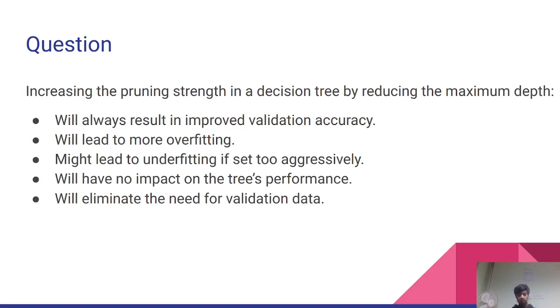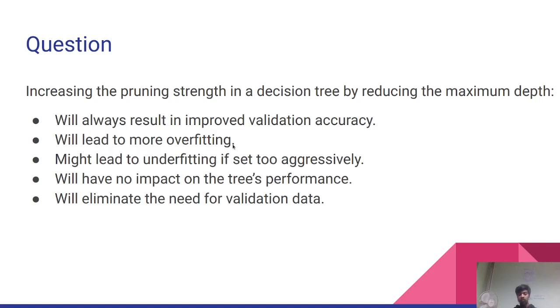Then let's go to option B. It will lead to more overfitting. So this is clearly not correct. Suppose we have a large tree and a smaller version of the tree. If the larger tree is not overfitting, then definitely the smaller tree will not, because it is much less complex than the larger one. So after pruning it will definitely not overfit. So B is not correct.